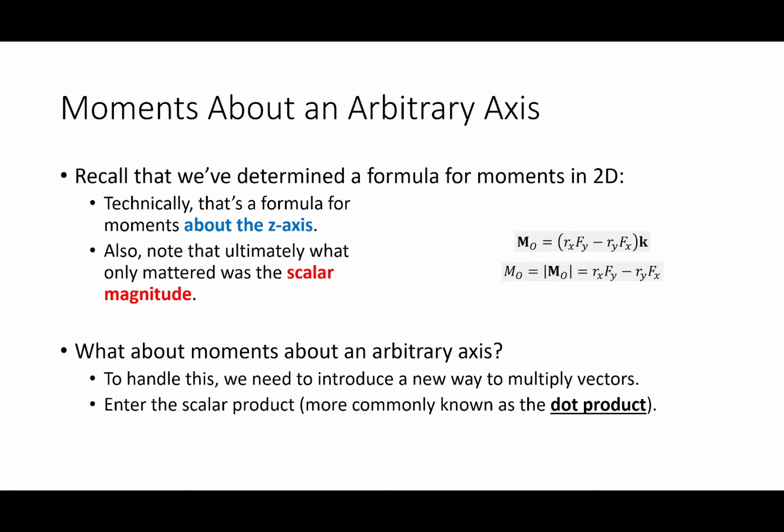So a moment is a vector, but we also recognize that in 2 dimensions, because we always know the vector points along the z-axis, the scalar magnitude is really all that matters, right? So even though moments are vectors, in 2D we were able to idealize that and just look at the scalar magnitude. So keep in mind that moments in 2 dimensions always rotate about the z-axis. What about moments about an arbitrary axis? Well, I propose moments about an arbitrary axis are also going to be a scalar term. And so that's why we're going to introduce a scalar product of vectors, or a dot product.